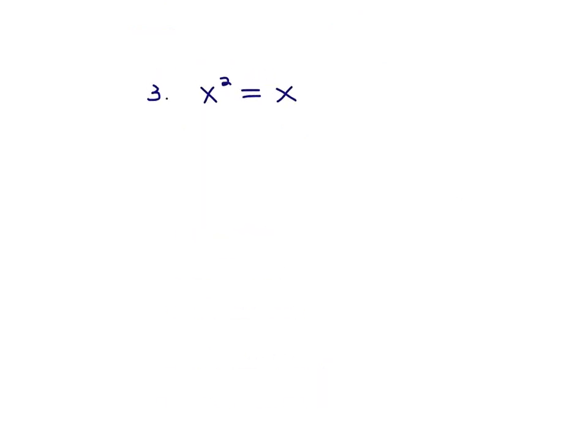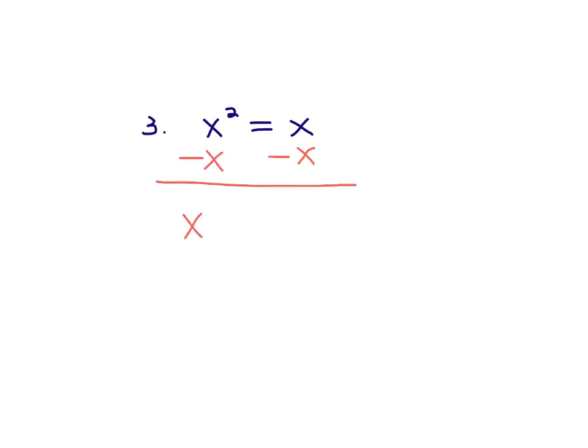Okay, so for this one, if I were to square root both sides, I would end up getting one of the roots but not the other. So I am going to solve this using factoring. I need to make the equation equal 0, so I need to move my x to the other side. So I'm going to subtract it, and then I'm left with x squared minus x equals 0.